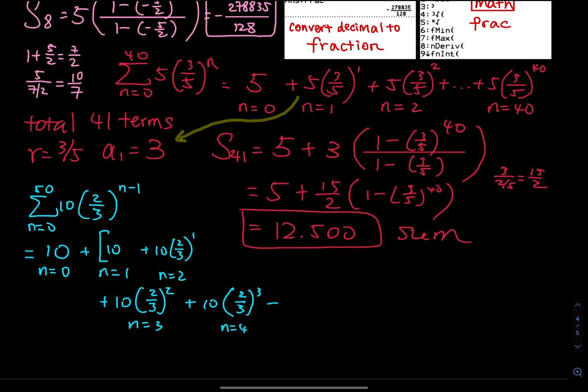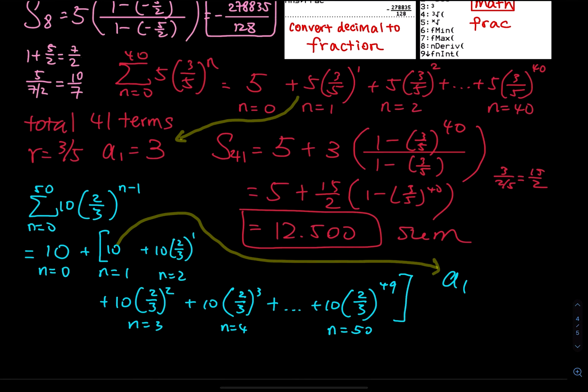And then we go all the way to where? We go all the way to the 49th, right? 10, 2 over 3, and then 49 power. This is n equals to 50. 50 minus 1 is 49. And then what is the first term? The first term is right over here. The first term is equals to 10. And then the r is equals to 2 over 3.